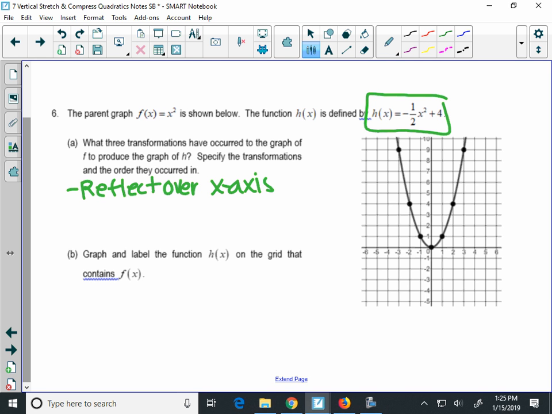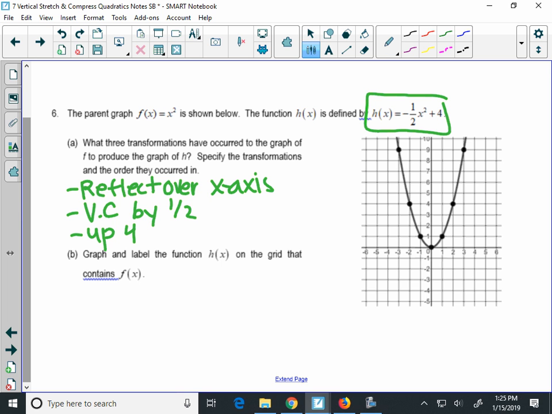Okay, what about a 1/2? Is that a stretch or a compression? A compression. It's less than 1, so I have a vertical compression by 1/2, so my graph is half as tall. And what's the +4? Up 4. Okay, so we are going to graph that parabola with those 3 transformations on the grid.